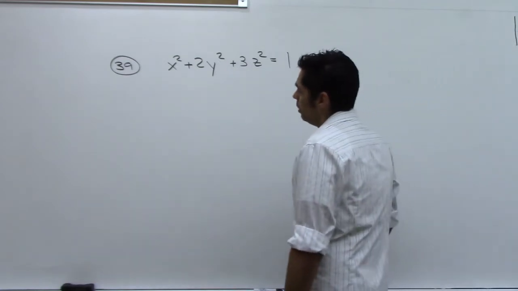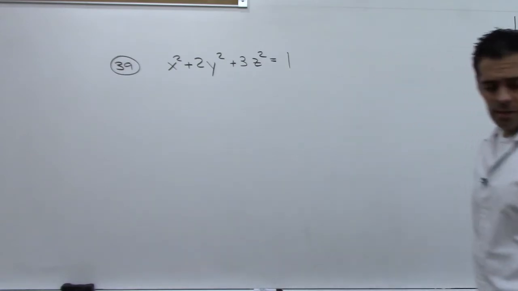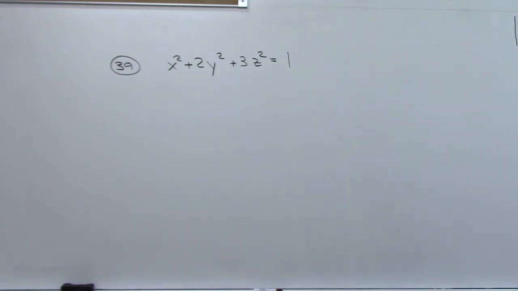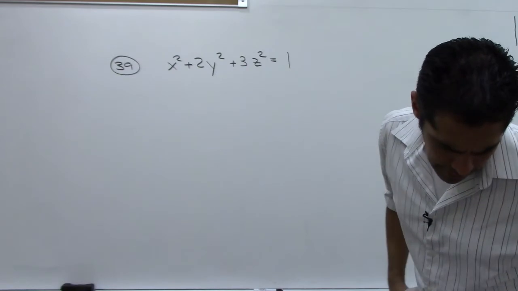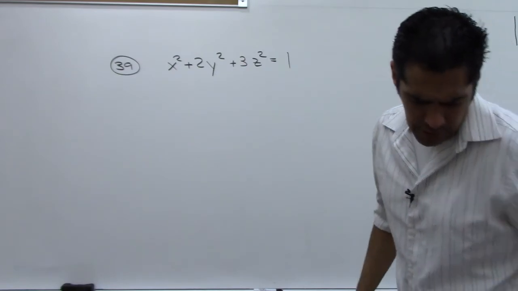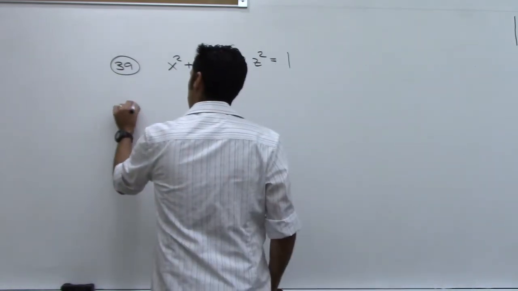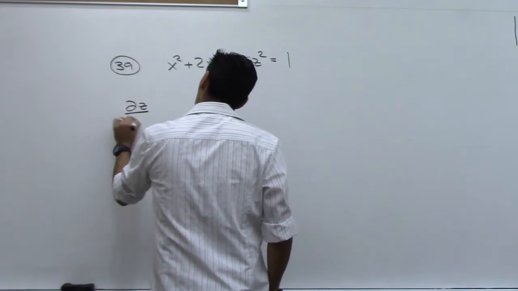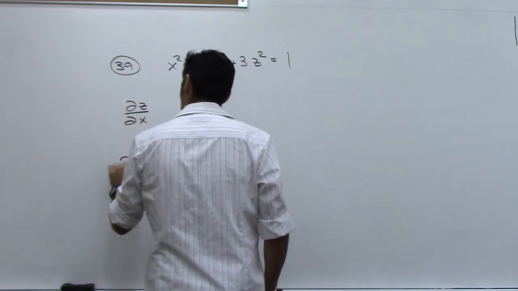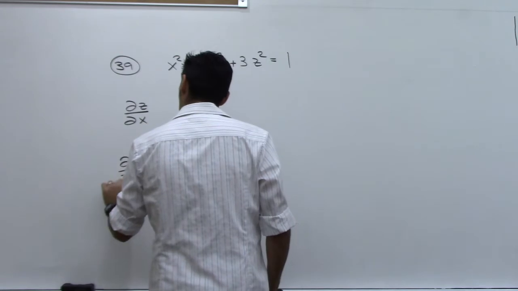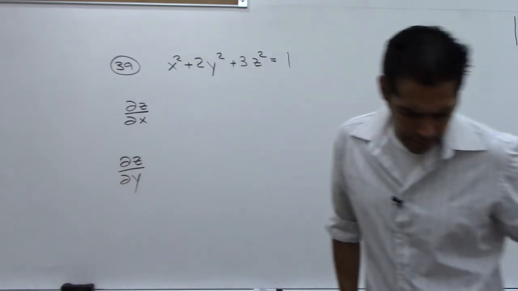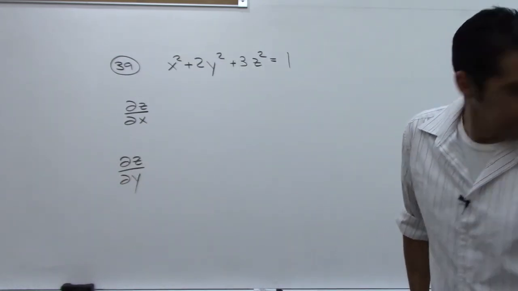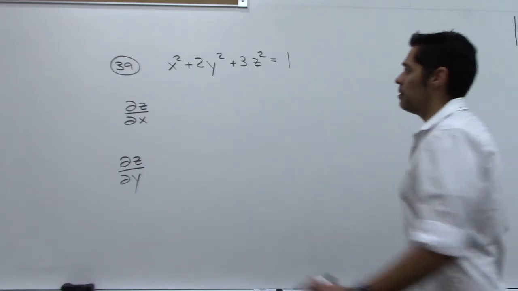So either way, let's move on. We want to find, they want you to find the partial of z with respect to x. So they want partial of z with respect to x, and they want the partial of z with respect to y. I believe that's all they want, right? Yeah. Okay, so let's start with partial of z with respect to x.